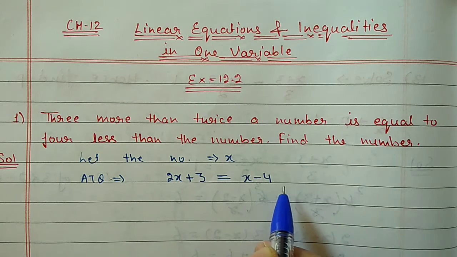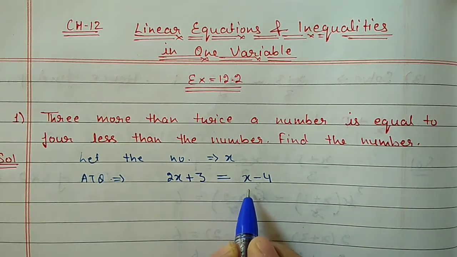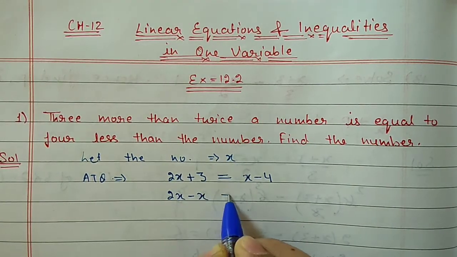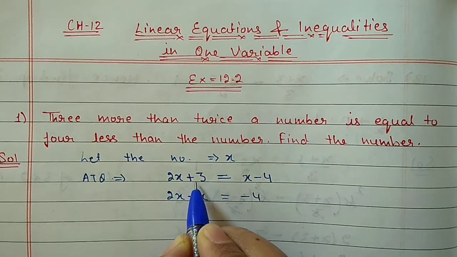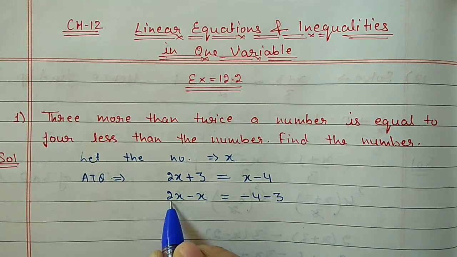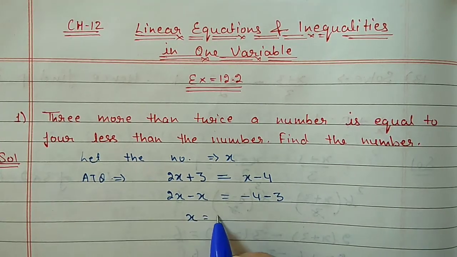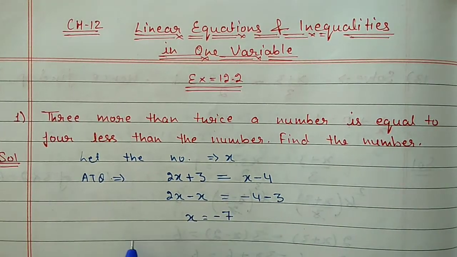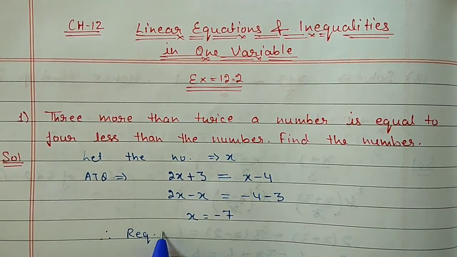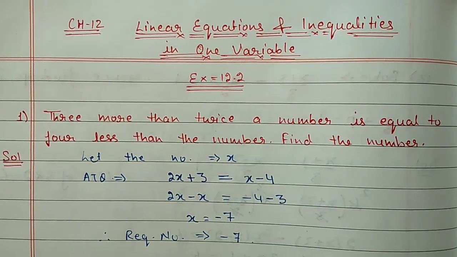Now we got one linear equation here. This equation we have to solve. So first this x we will shift to the left side. It will become minus x, minus 4, and this plus 3 we will shift to the other side. It will become minus 3. So 2x minus x is x, and minus 4 minus 3 is equal to minus 7. So the number is, therefore, the required number is minus 7.